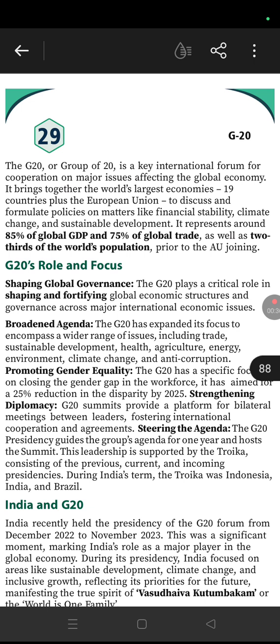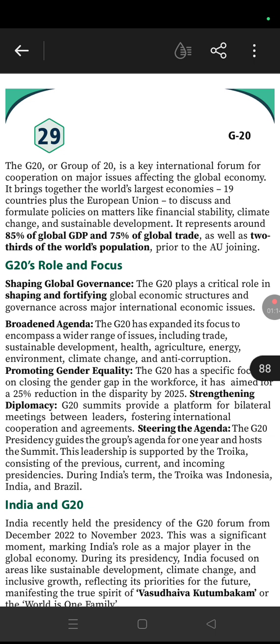I'll here read points very specific to the point which can be used for writing a 2-pager or a 3-pager answers in mains. So here only we will read the important keywords. Like G20 is formed of 20 countries. They formulate policies on financial stability, climate change and sustainable development. This is very common terms.